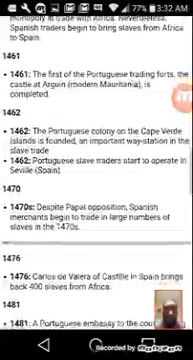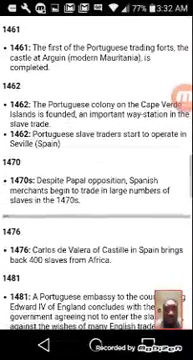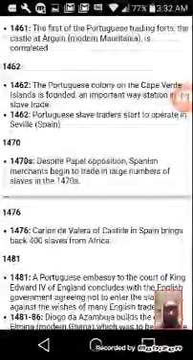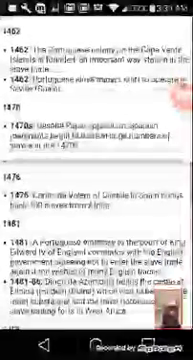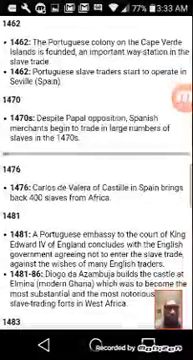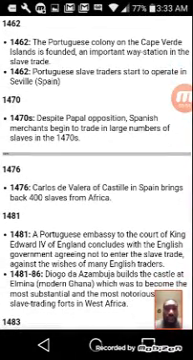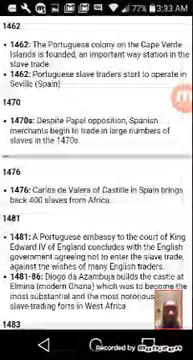1461, it says the first Portuguese trading fort, the castle of Arguin, modern Mauritania, is completed. 1462, the Portuguese colony on Cape Verde Islands is founded, an important way station in the slave trade. So that was more than likely one of their little slave ports on Cape Verde. Okay, where is that? That's offshore of where?